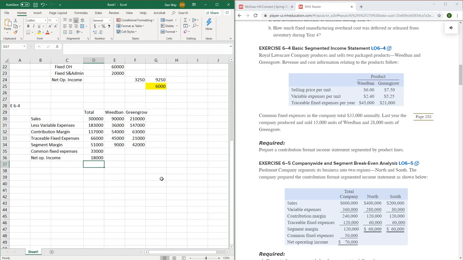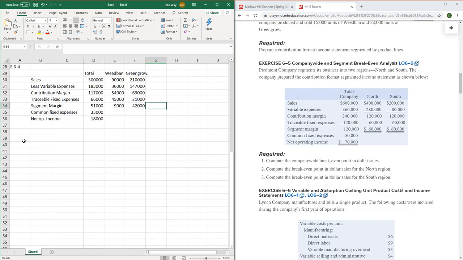And just at a glance here, it looks like both products are contributing something positive to the company's overall potential profitability. So our decision rule is any segment margin at or above 0 is fine. We probably won't consider dropping that product. Okay? If we have a negative segment margin, then we're going to want to think about whether we should get rid of that product because it's taking away from the company-wide profitability.